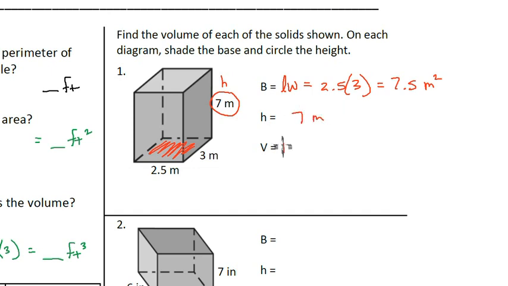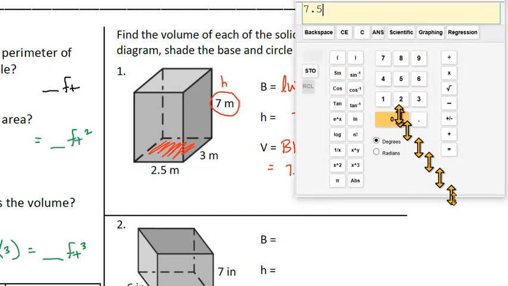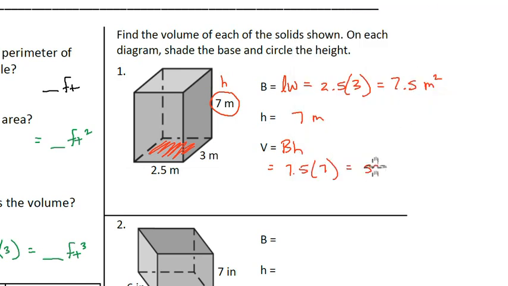How do we find volume? Volume of a rectangular prism is base area times height. Pretty simple. There's my base area. There's my height. Let's put that in our calculator. 7.5 times 7, and you've got 52.5. So 52.5 meters. Say it. You should have said cubed, meters cubed. And I'm going to circle that answer. There's my final answer. So there's the basics of how to find the volume of a rectangular prism.